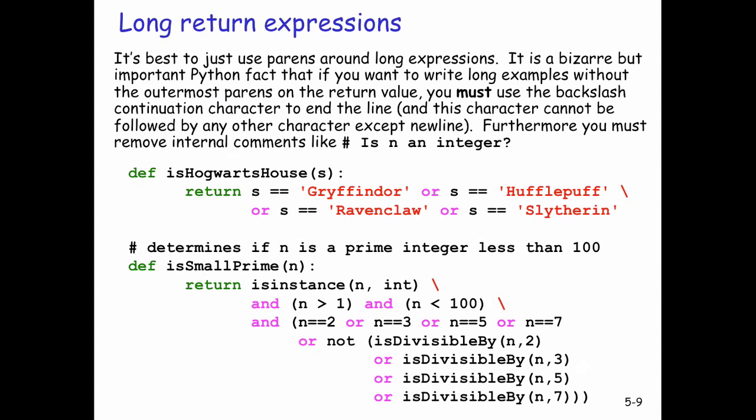So for instance, if in is Hogwarts house, we get rid of the parenthesis, it turns out that it's necessary to include this backslash here at the end of the line to say that we want to go on to the next line. And if we want to get rid of the outermost parenthesis in is small prime, we need these two continuation characters that are the backslashes. These are very annoying, and we recommend that in cases where you're returning any complex expression, that you in fact wrap it in parentheses so you can avoid these continuation characters.